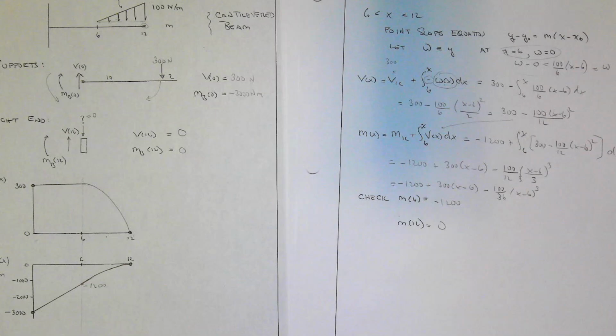All right, and if you check this out, if you put x equals 6 in, these terms zero out, you're left with minus 1200. And I'll leave it to you to put in the 12 in here, if you put in a 12, you will wind up with a 0. So I'll leave that to you to play with. And this problem is done.